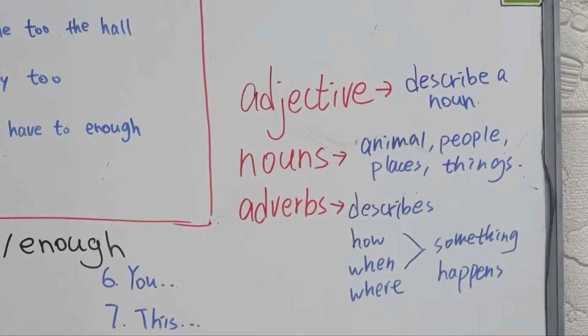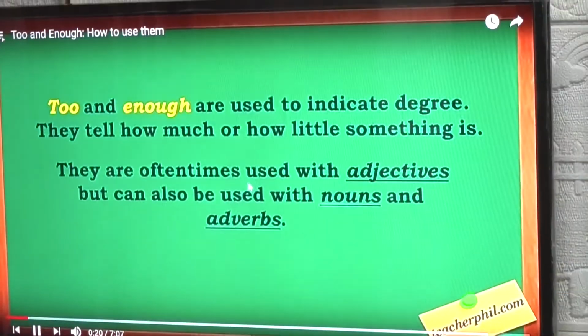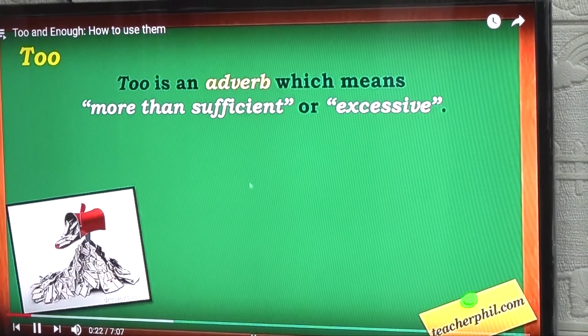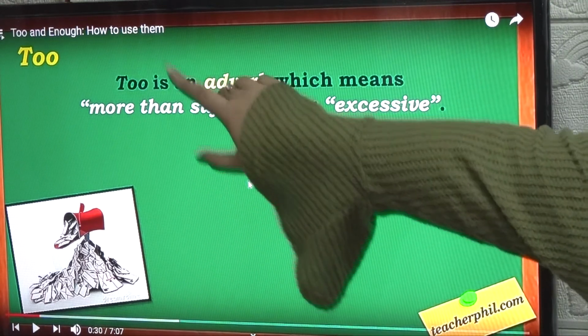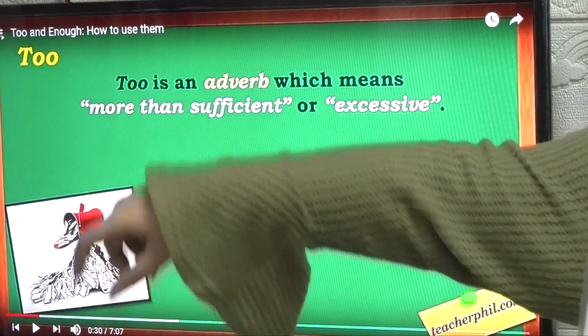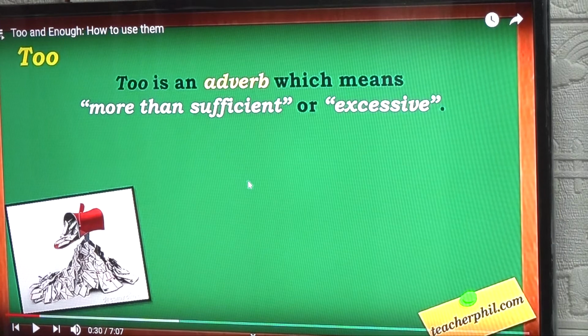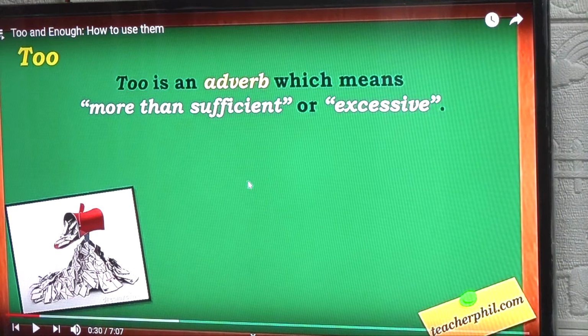Good. Moving on to the video then. So let's see how we can use them. Let's start with the first word, "too". "Too" is an adverb which means more than sufficient or excessive. Remember the word "too" is an adverb. Please write ADV, adverb, in your book, next to the word "too".